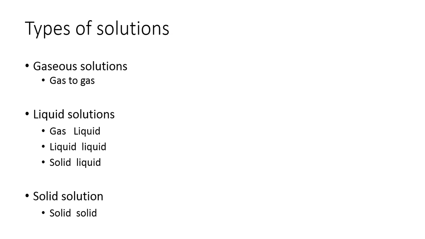One example is air. Air is a solution that is composed of several gases. There's nitrogen there. There is oxygen there. There is some carbon dioxide, some argon, among others. But when you look at air, you cannot make out the components of air. So we have gases mixing. That type of solution is known as gas to gas.